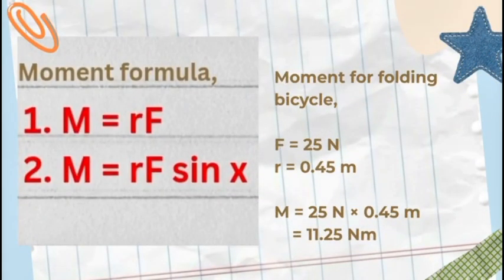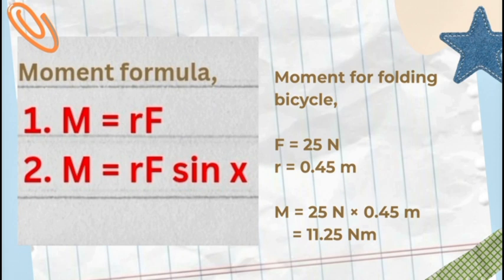Next, I will talk about the general equation for moment. So as you can see in the picture on the left, moment formula, there are 2. First, there is M equal to RF. M is moment, R is distance from the pivot, and F is the force. But we use the first equation when the angle is at 90 degrees. The second equation is M equal to RF sin X. Thus, we use this formula when the angle of the force is greater or less than 90 degrees.